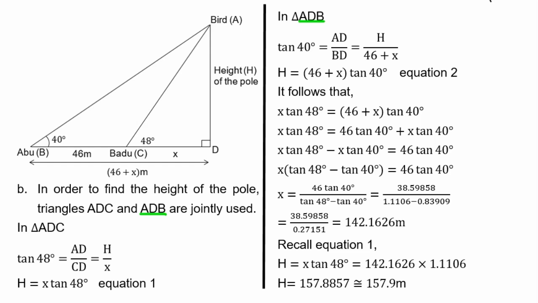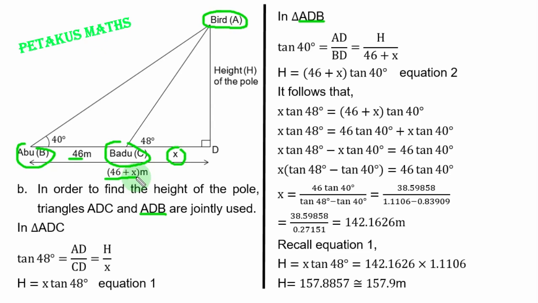Here we have the complete diagram. The bird is somewhere here. You have the first observer, the second observer, and the distance between the two observers. Let's label from C to D to be s. Then from B to D becomes 46 plus s meters.